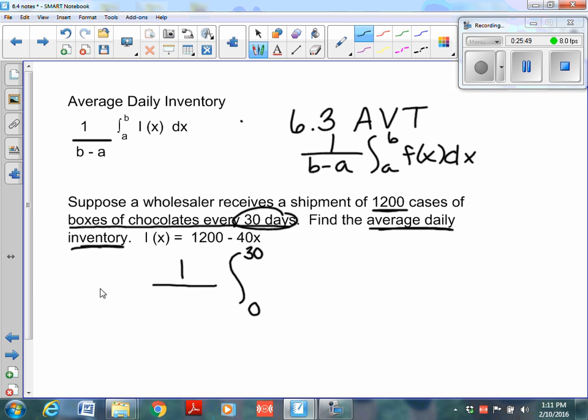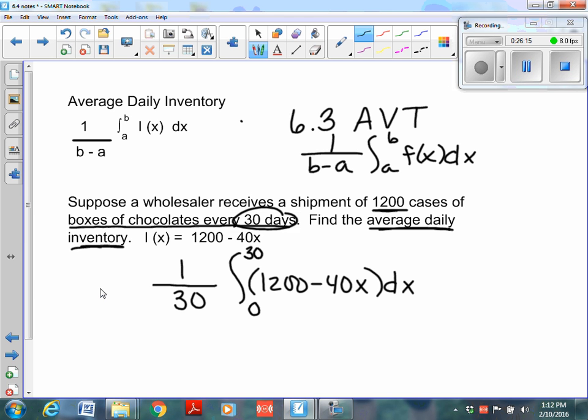Every 30 days. And what's going to go 1 divided by what? 1 divided by b minus a, which is 30, right? And they're going to give you some equation that you're going to know. If you're not going to be an engineer, you still have to take some type of an AP class that deals with business. So instead of finding the area where they're equal, that would be calculus, we're doing inventory.